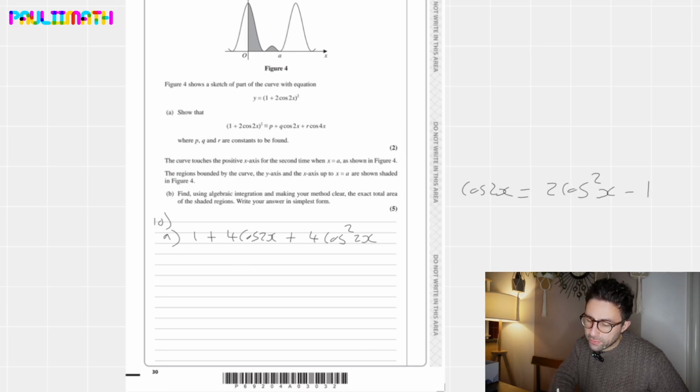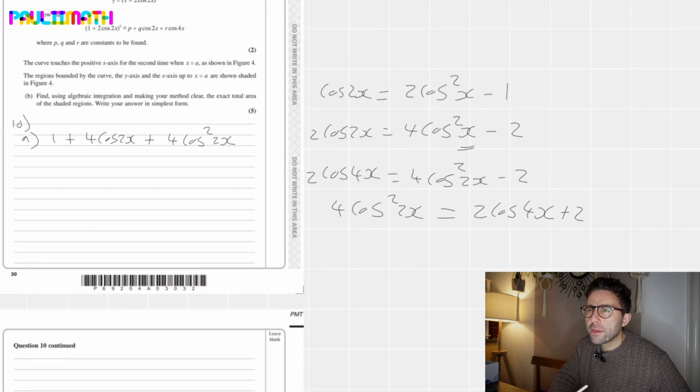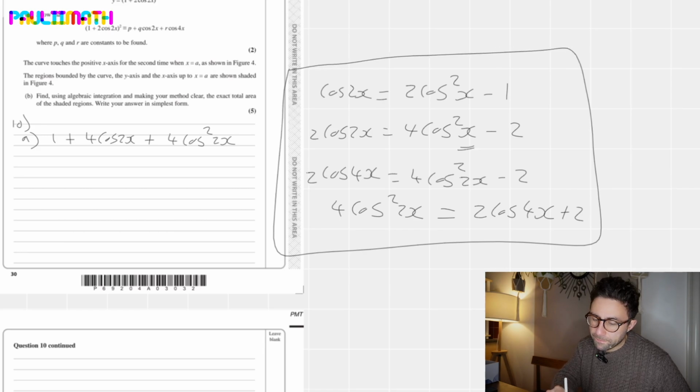So if we want 4 cos squared 2x, I can sort of manually, well, let's times everything by 2 first. You'd get 2 cos 2x equals 4 cos squared x minus 2. And then, instead of putting this singular x in there, let's change that to 2x. So you'll have 2 cos 4x equals 4 cos squared 2x minus 2. So 4 cos squared 2x equals 2 cos 4x plus 2. There's a little box of working for you. I'm going to sub that in.